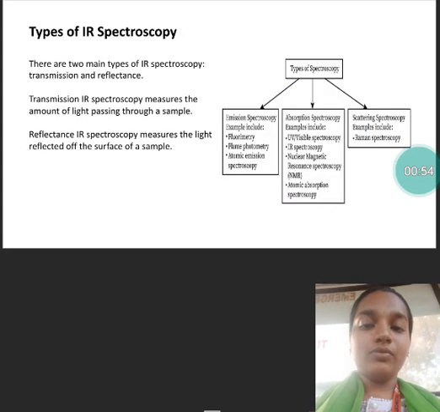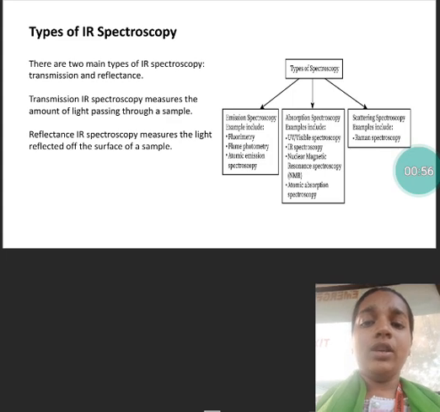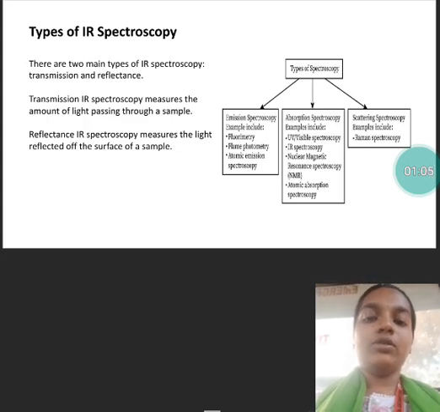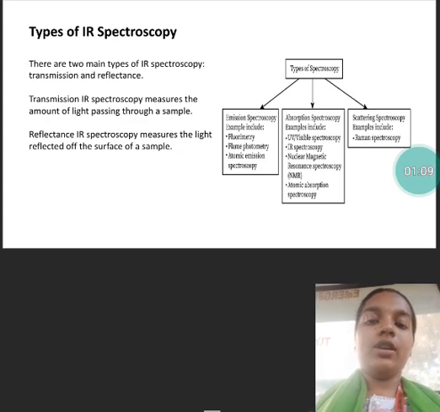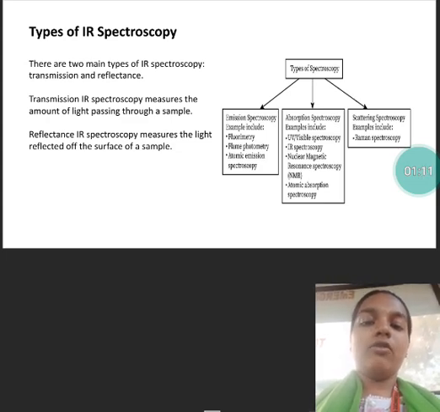Next slide. Types of IR spectroscopy. There are two main types of IR spectroscopy: transmission and reflectance. Transmission IR spectroscopy measures the amount of light passing through a sample. Reflectance IR spectroscopy measures the light reflected off of the surface of a sample.